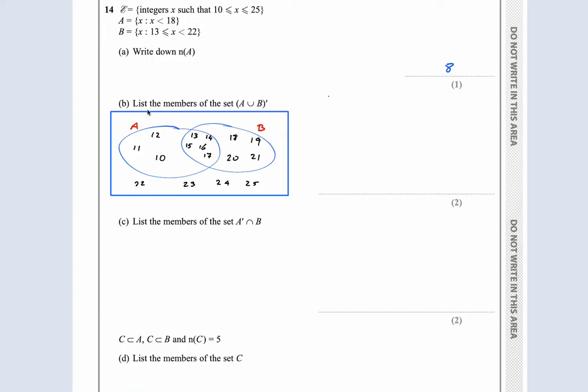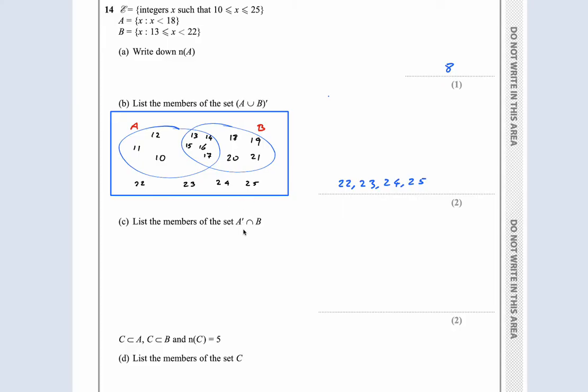Okay, then list the members of the set A union B not. So it's the complement of A union B. So A union B are all these numbers, but he says list the elements that are not in this. So it's these ones: 22, 23, 24, 25. Now you don't have to draw the Venn diagram, guys, but it helps.